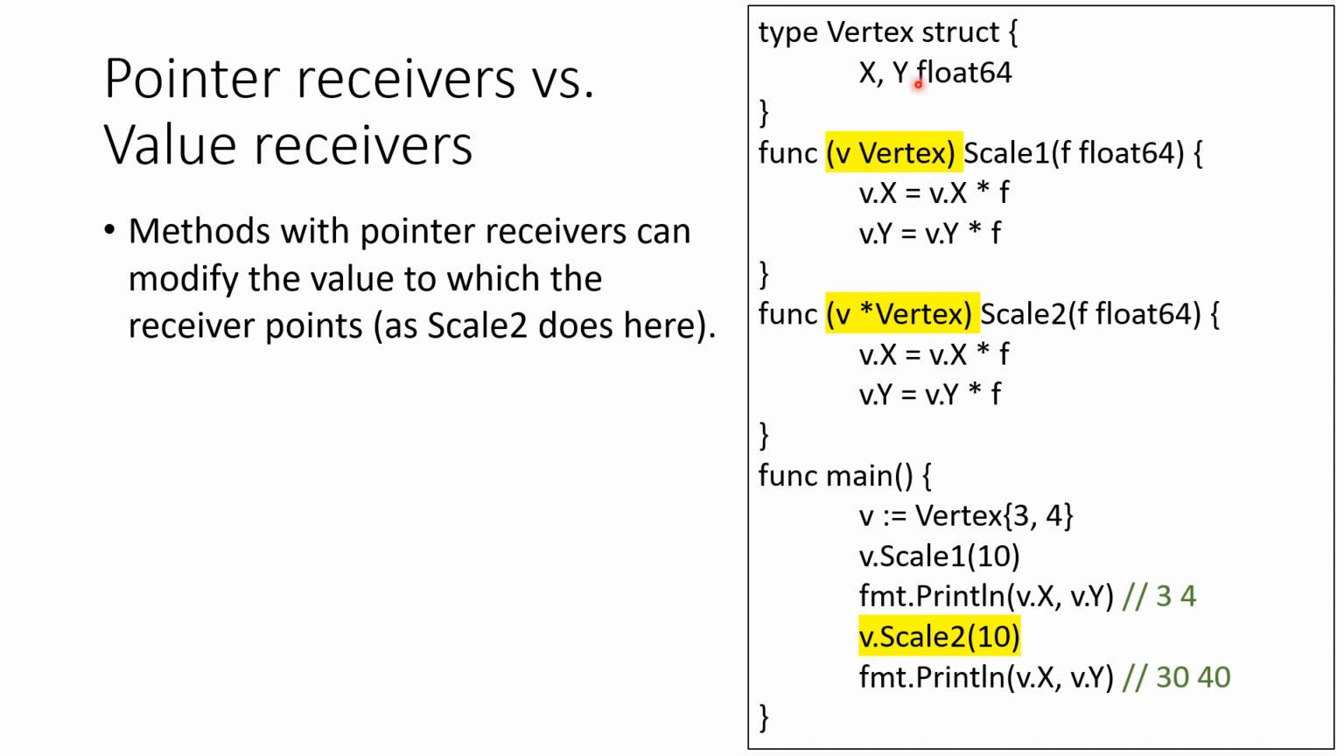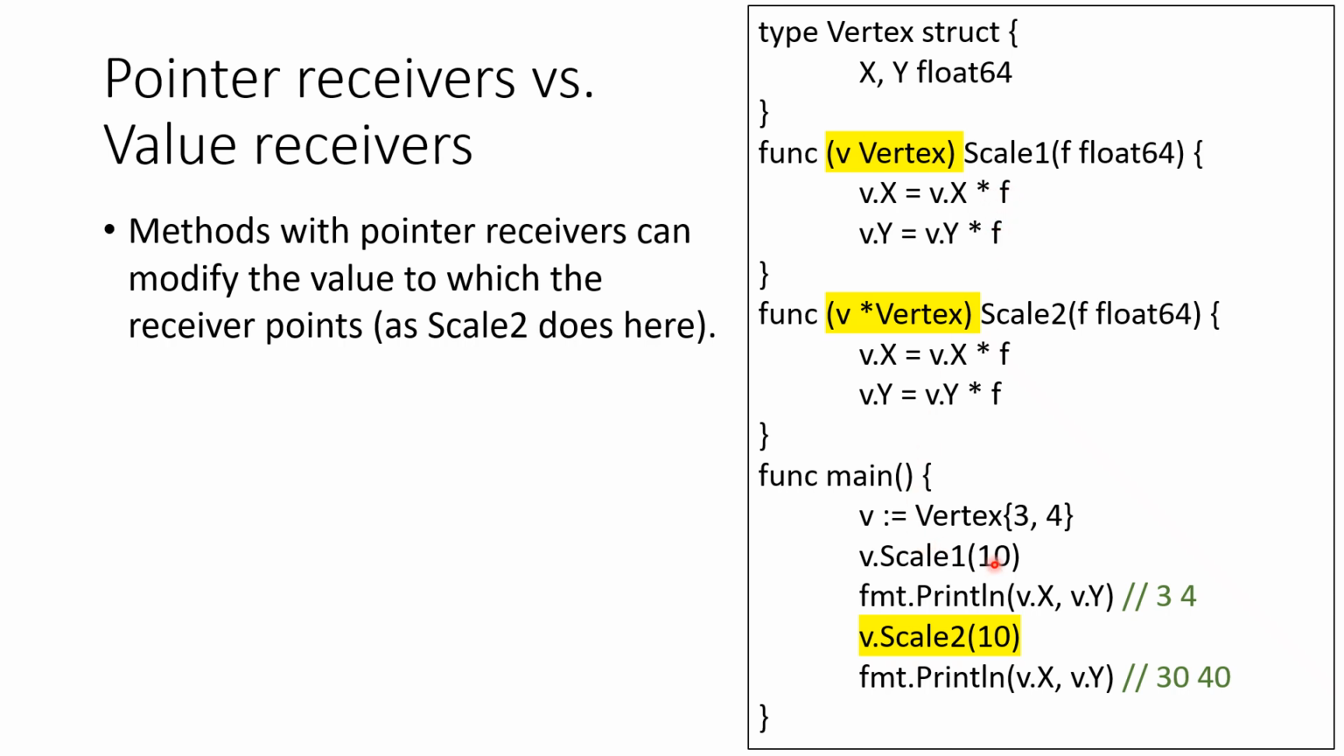For example, here we define two methods on the struct type Vertex. The first method, Scale1, is defined with a value receiver, while the second method, Scale2, is with a pointer receiver. Other than that, both methods work the same way. That is, they both take a float64 value f as argument and multiply the fields x and y of the receiver with the argument f.